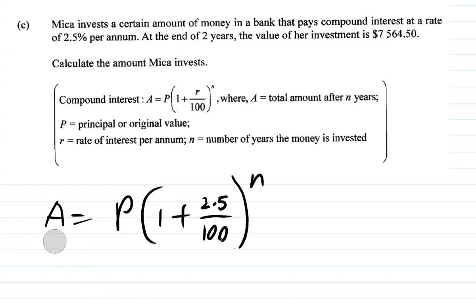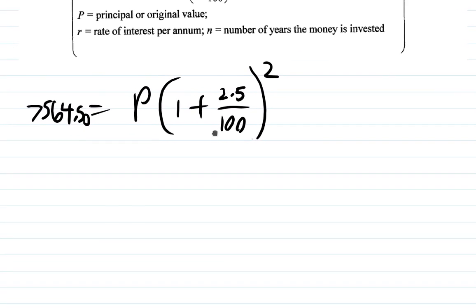The amount is 7564.5. So let's put it there. $7564.50. And it says it's after 2 years. So n years, that is 2 years. You must calculate the value of her investment. That means the principal. Let's see what this part is saying right here. All right? Work that out. Let's work this part out.